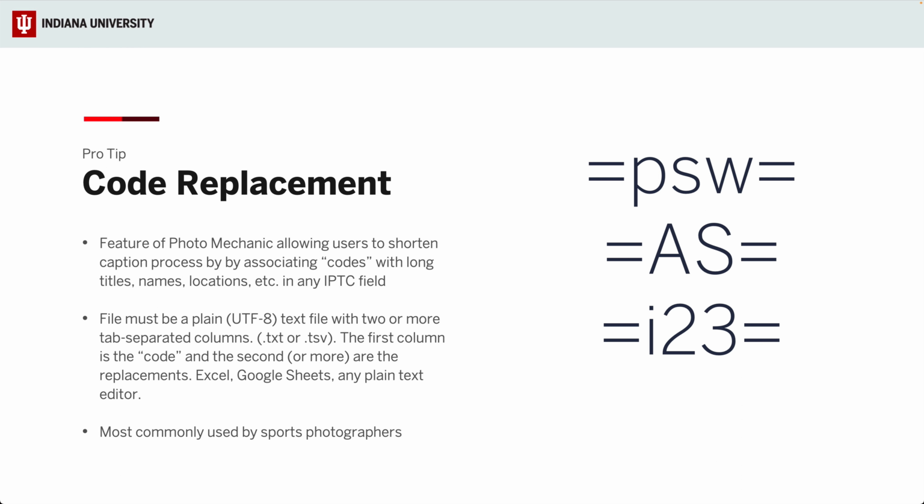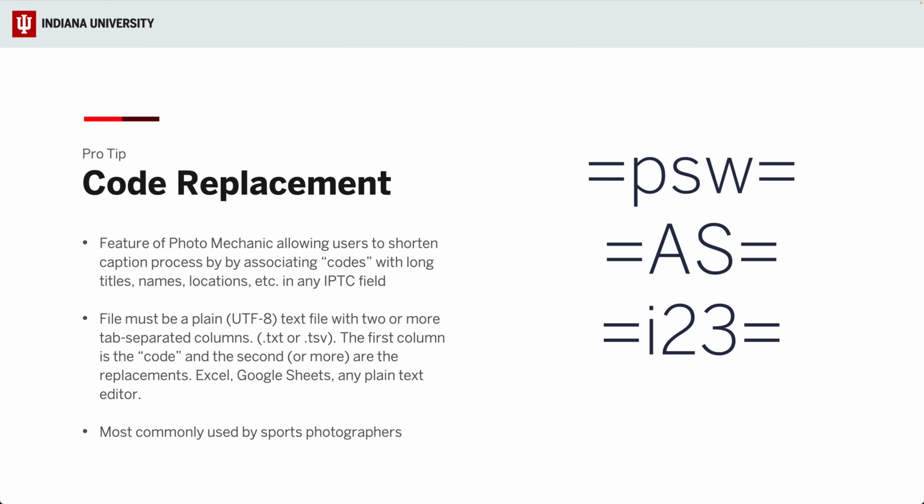The second bullet point is the technical information. It needs to be a UTF-8 text file with 2 or more tab-separated columns. You can either use Excel, Google Sheets, or a plain text editor like Text Wrangler, or even the Mac OS plain text app. You can use that. That's totally fine. You just have to put a tab in between the fields. This is most commonly used, I feel like, by sports photographers.